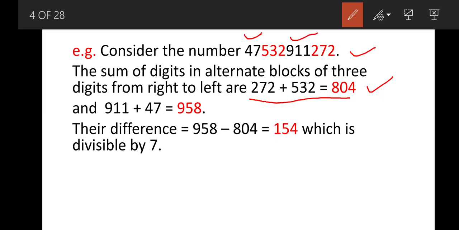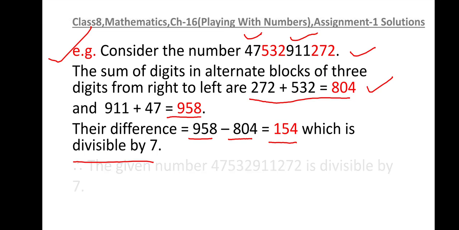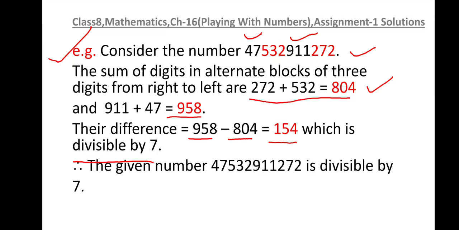So taking their sum, it will be 958. Now I need to take their difference. It is 958 minus 804. We will be getting 154, which is divisible by 7. So we will be saying that the number is divisible by 7. So the given number is divisible by 7.